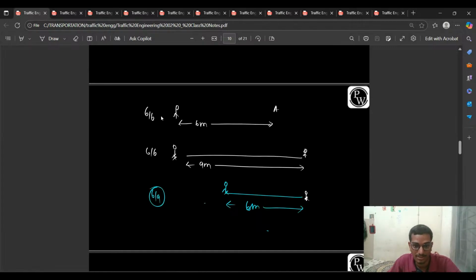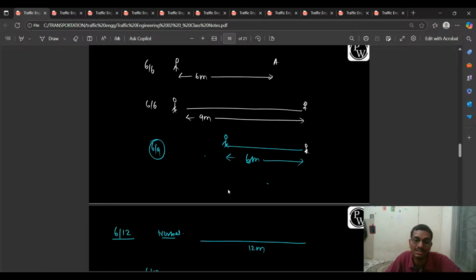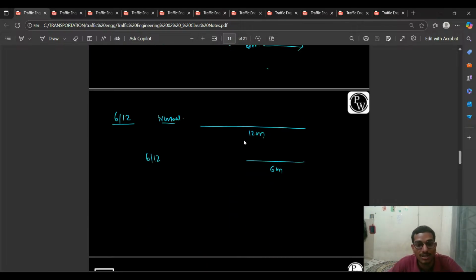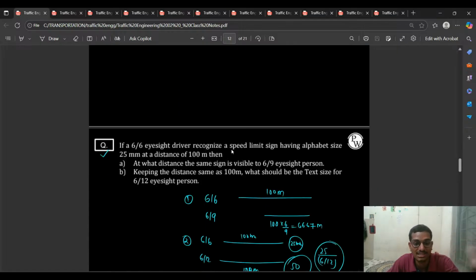Yeah, there are mistakes. If a 6/6 person can see an object from 9 meters, then if our eyesight is 6/9, we have to go closer to the object to see it. If it is 6/12, then a normal person can see an object from 12 meters, so a person with 6/12 vision has to go 6 meters closer to the object to see it.